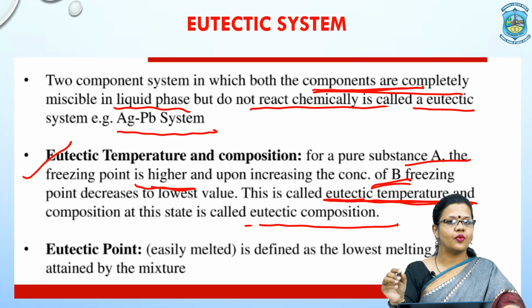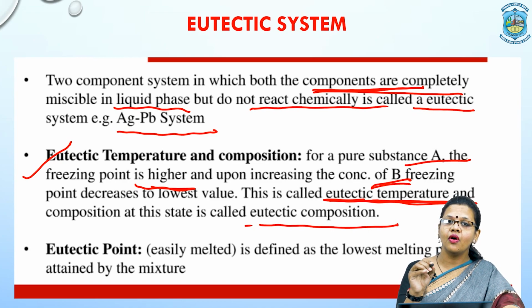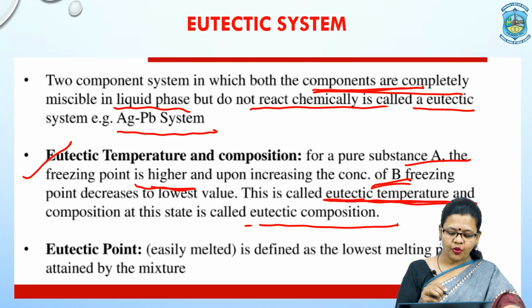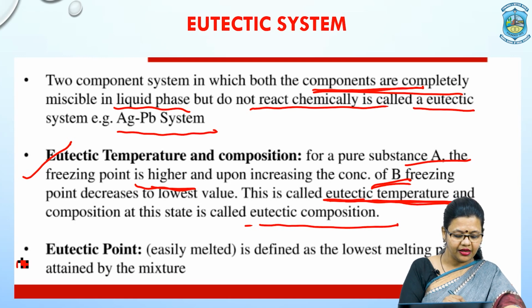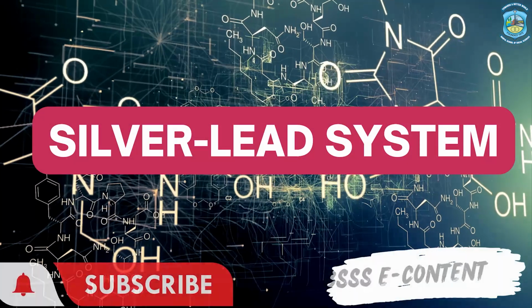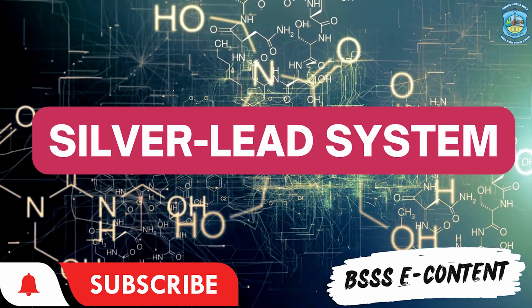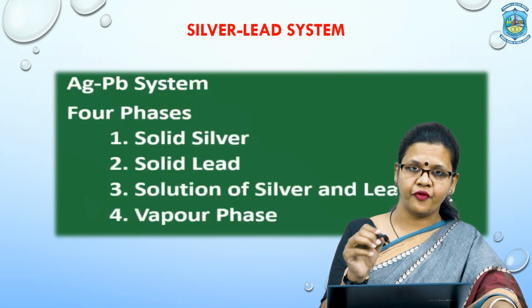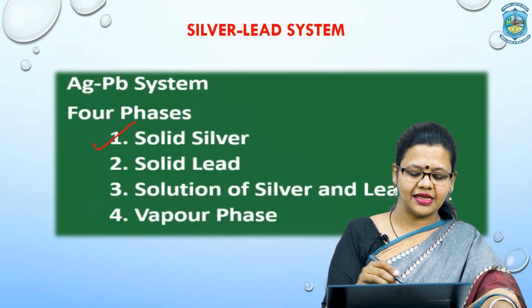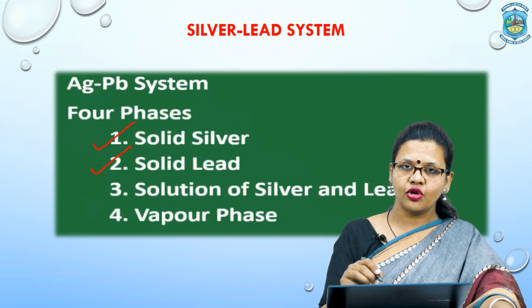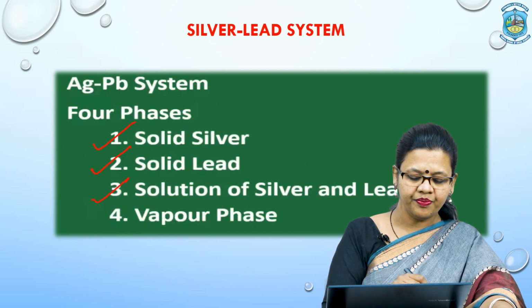So it is a fixed value for any particular system, and therefore when we apply the phase rule for it, this will be a non-variant or invariant system. That means there will be no degree of freedom and it will occur only at a specific temperature and composition value, and this point at which the two compositions occur is termed as the eutectic point. So let us understand this taking the example of silver lead system. In silver lead system there are 4 phases which occur. One is solid silver, then solid lead, then the mixture of the two, the solution phase, and the vapor phase.